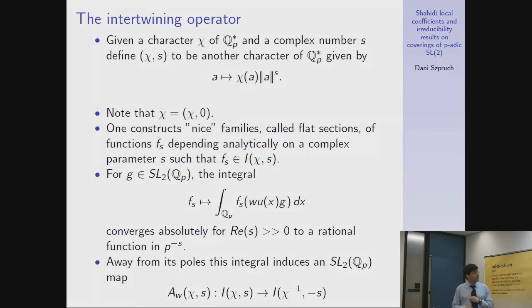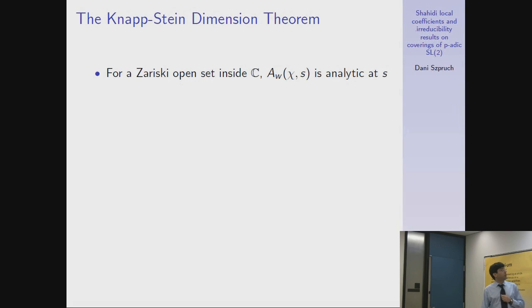We start with I(chi_s), we integrate, and we end up with I(chi^{-1}, minus s) whenever we don't have a pole. Note that we can apply it again. I mean, we can go back now using a similar integral from I(chi inverse) to I(chi). And unless, as we explained a few minutes ago, there is some symmetry, this would be irreducible. Meaning, for a Zariski open set inside C, this is analytic at s. Meromorphic functions do not have too many poles. And the commuting algebra is one-dimensional.